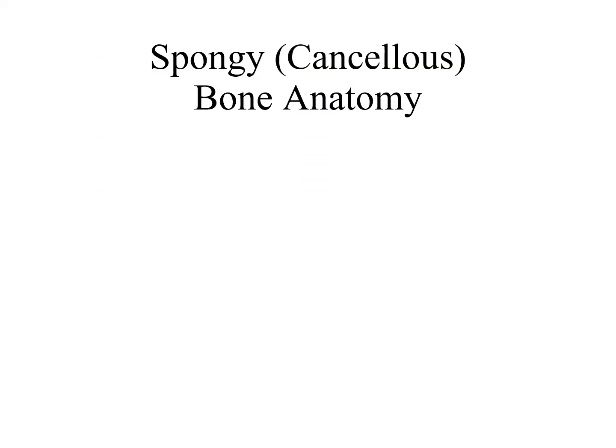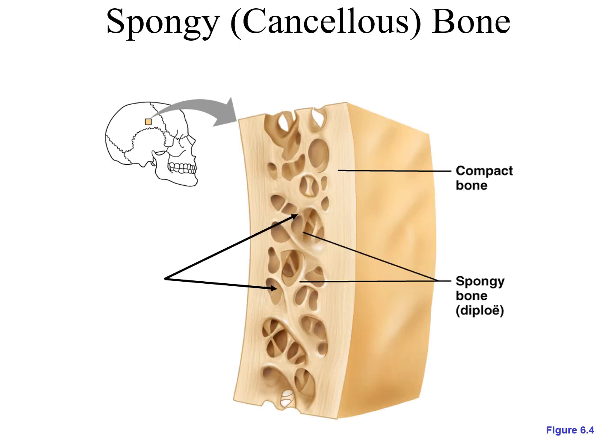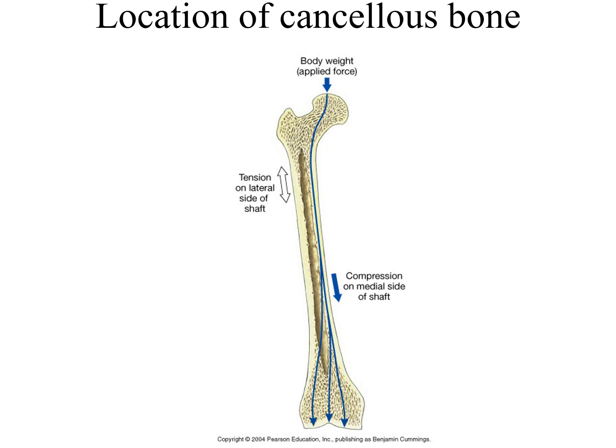Let's transition and talk about spongy or cancellous bone for just a moment. Spongy bone is in fact spongy in appearance, and you can see this with the naked eye. Spongy bone is meant to be a shock absorber, and it is also found in the ends of our bones where we tend to have a lot of weight. So it does help to absorb the friction and shock that we see at our movable joints.